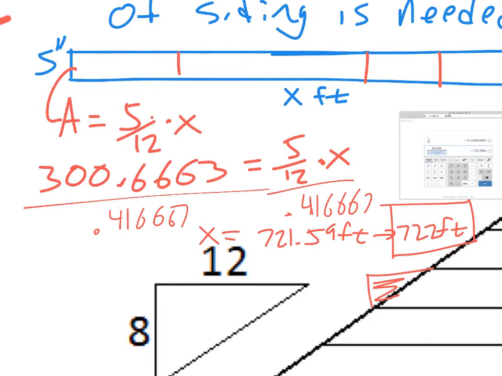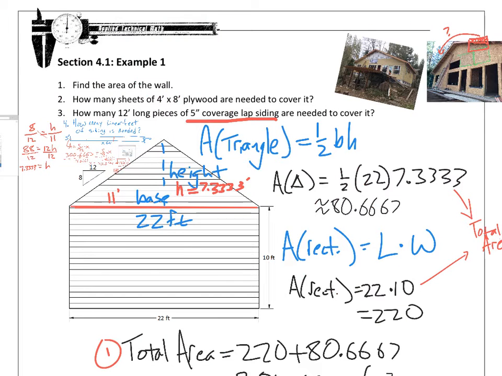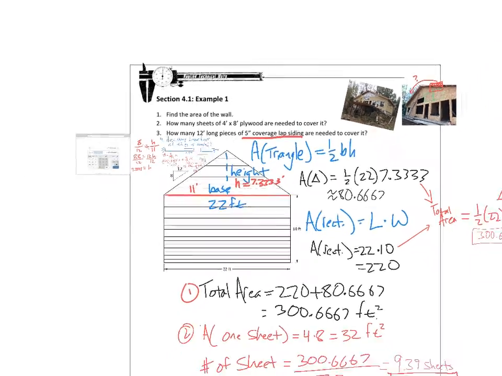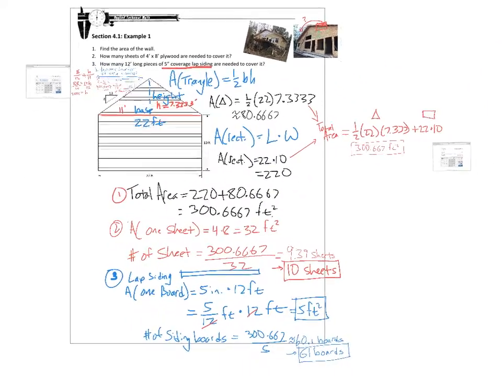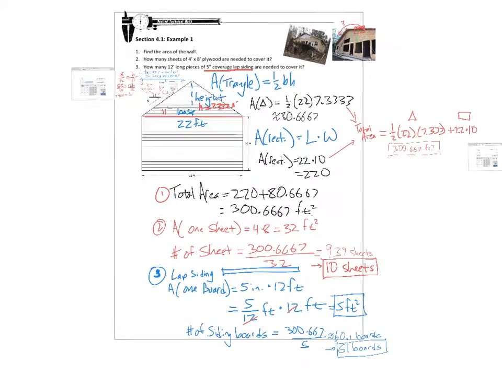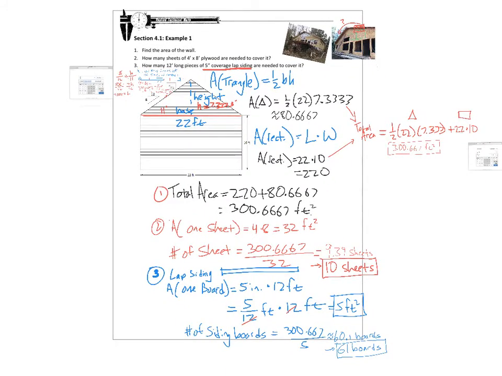Great. Well, so that's how we find the total area. We find the number of boards and the length of lap siding. Okay, so all right, with that we can tackle some problems. So go from there, use some area, find some lengths of boards and pieces that you need there.